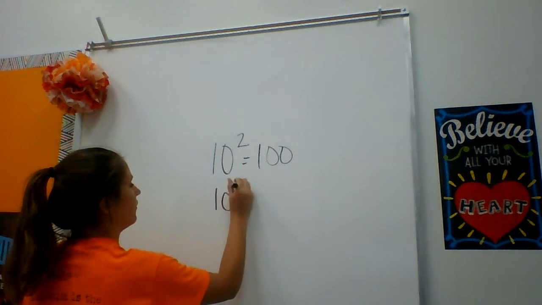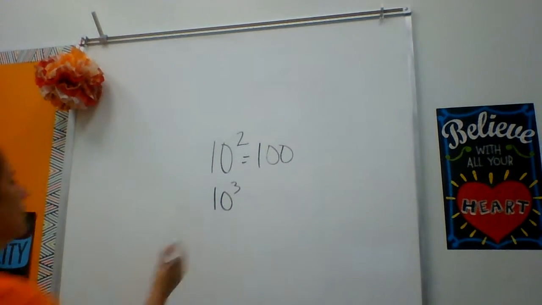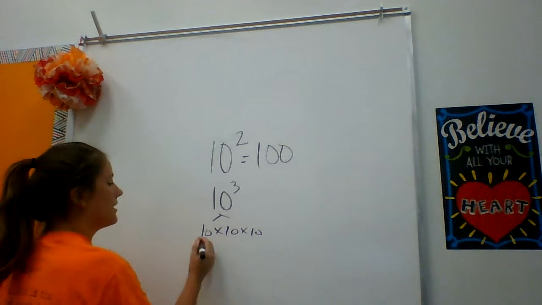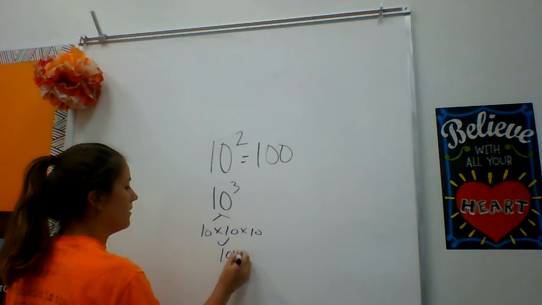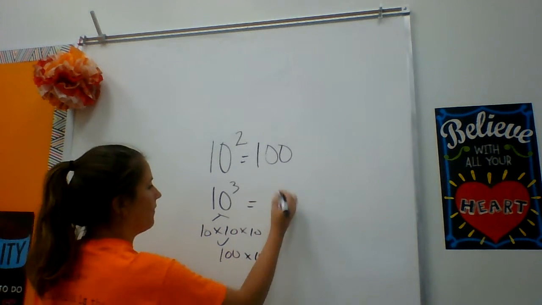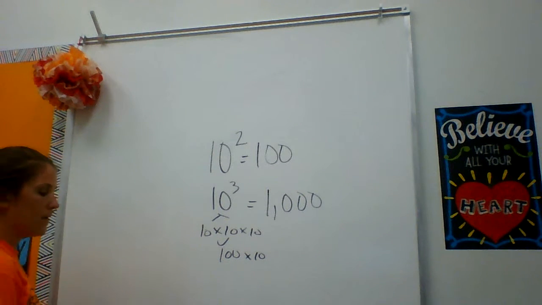I'm going to do another one. 10 to the third power, I know an expanded form is 10 times 10 times 10. 10 times 10 is 100. And 100 times 10 is 1,000. So 10 to the third power is 1,000.